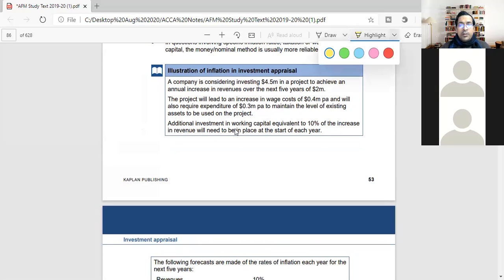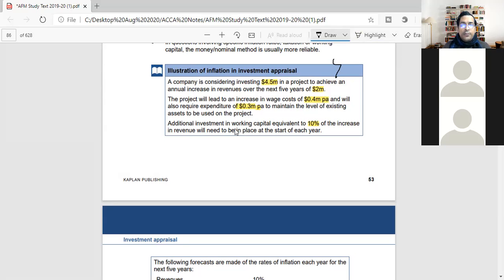So let's highlight this one, this one. These are the cash flows you have to factor in when making tables. Additional investment in working capital equivalent to 10% of the increase. Before going to the solution, let me give you some tips on how to treat these numbers. And the key is the company is considering an investment of 4.5 million.